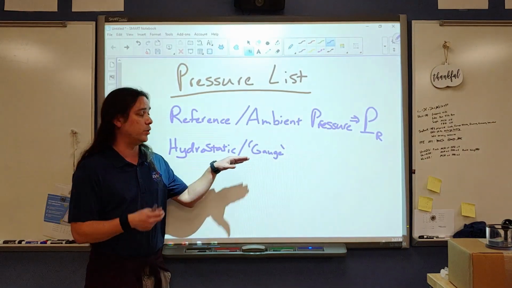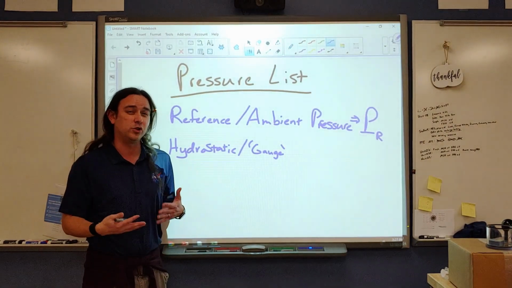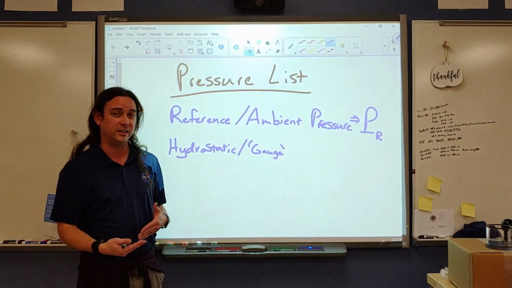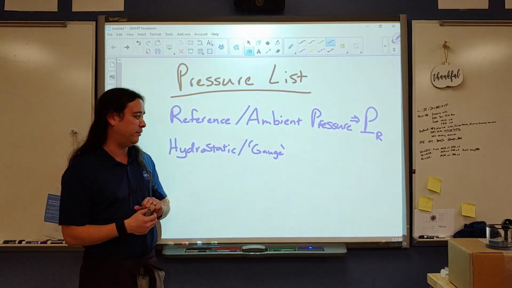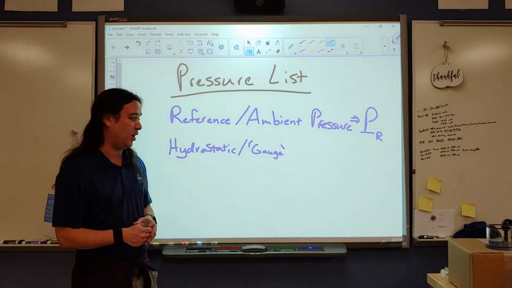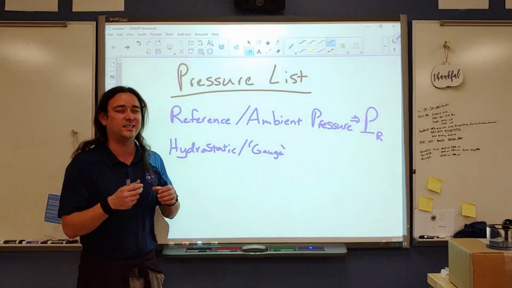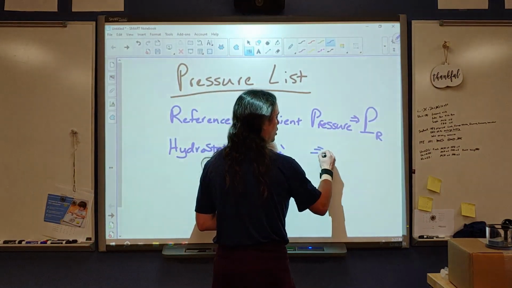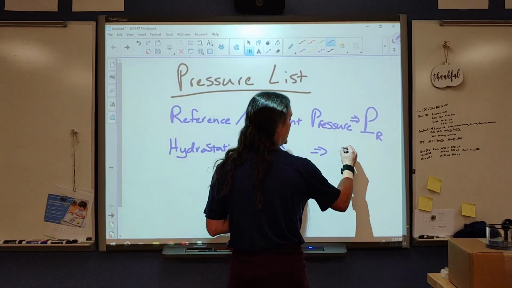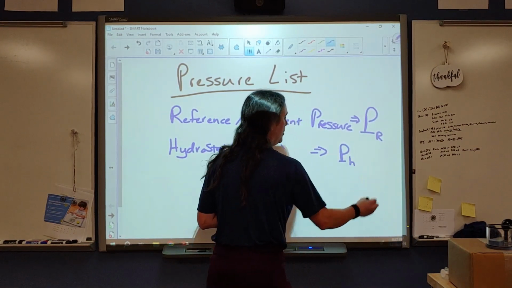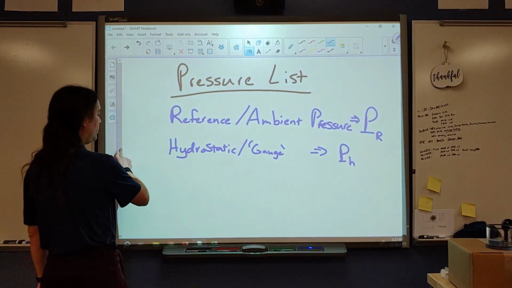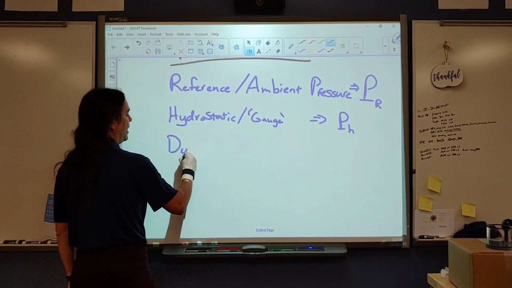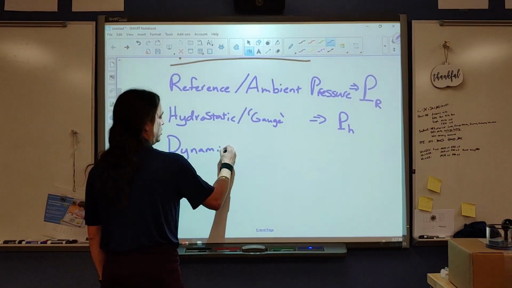If the AP exam is going to refer to this as gauge pressure, I want you to be comfortable enough that you could draw that distinction, but I do not believe the way that hydrostatic pressure is laid out that it would be gauge pressure except in very specific circumstances. We'll talk about that soon enough. But hydrostatic pressure, as I'm going to call it, P sub H. And then finally, we're also going to talk about dynamic pressure.